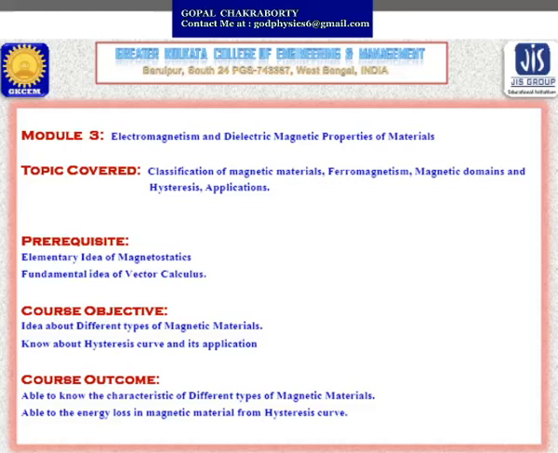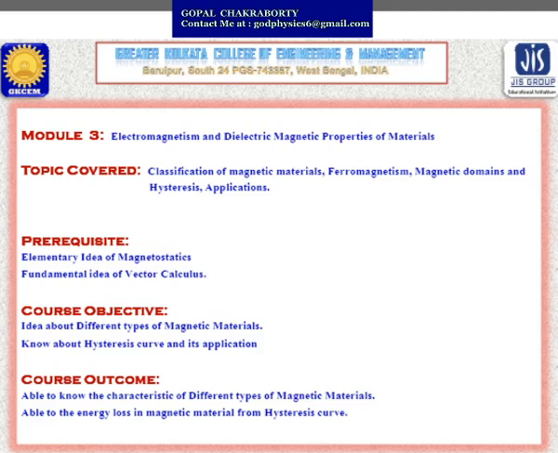Okay, now the topic that I will cover in today's video class is classification of different types of magnetic materials: paramagnetism, ferromagnetism, diamagnetism, and magnetic domains, and hysteresis and its applications. These topics are under Module 3, that is electromagnetism and dielectrics, magnetic properties of materials.